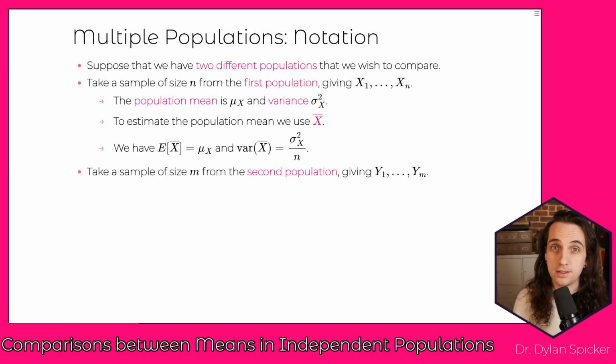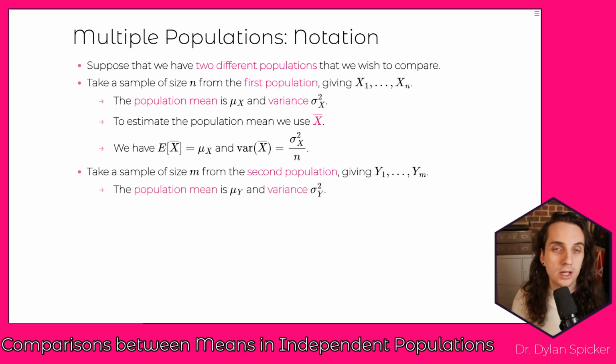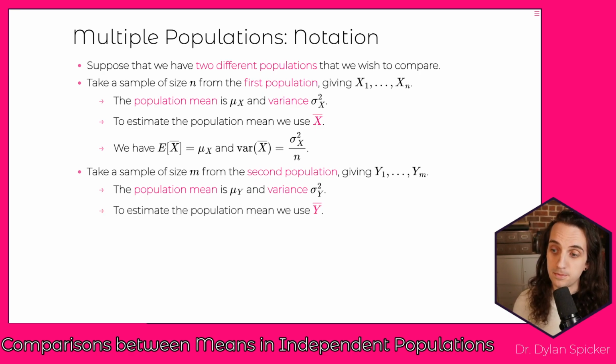Now, if we take a sample of size m from our second population, then we can denote this with y1 up to ym. So instead of using x, we're using y, and instead of there being a size n, there's a size m. Now, maybe they're the same sample size, maybe they're different, but we'll try to keep this as general as possible. We have our population mean is mu y, we have our population variance is sigma y squared. So we have the mean and the variance of this population.